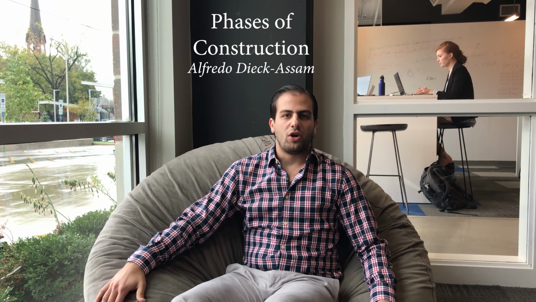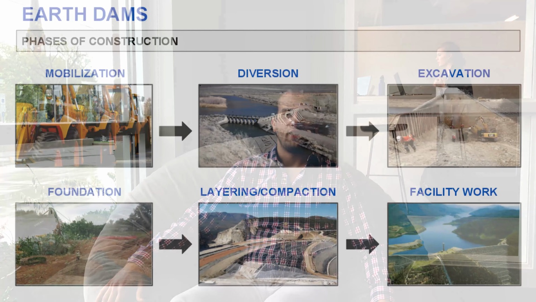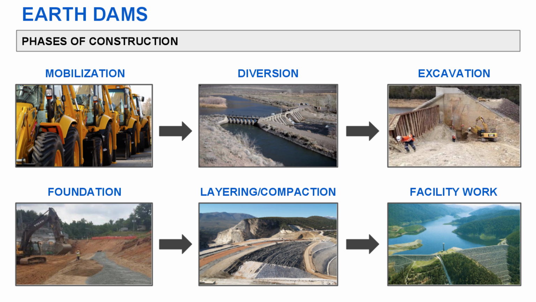The phases of construction for the earth dams start with mobilization. After this, diversion of water. Then the excavation, in which it needs to be determined if you're going to do slope or short excavation. After this, the foundation. And after this, the layering and compaction of soil and engineer fill. And at the end, the facility work, the construction of mechanical and power features of the earth dam.